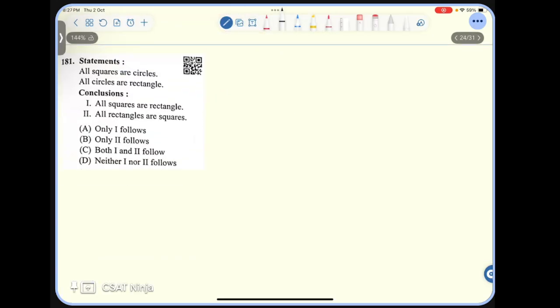Syllogism, it's a simple concept. I'll just teach you three concepts that are more than enough to solve for NSSB.